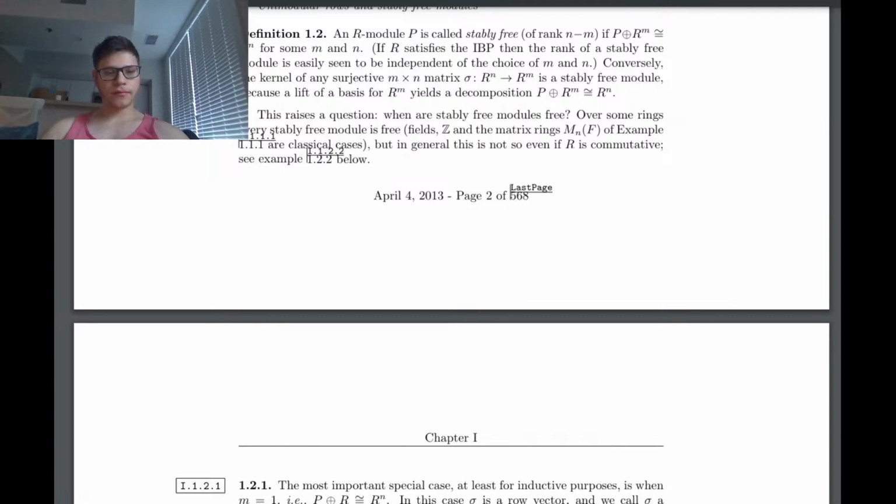Like, I don't know why anyone would ever not use left modules.